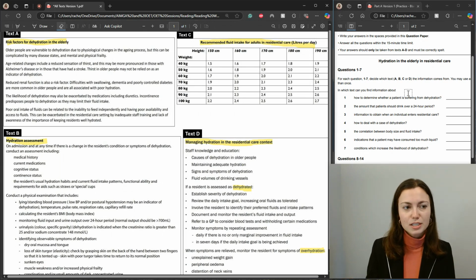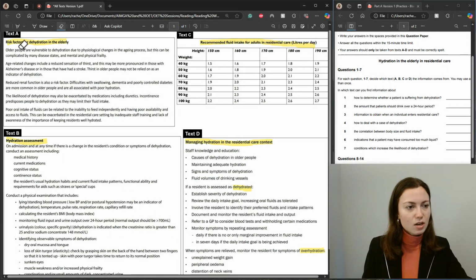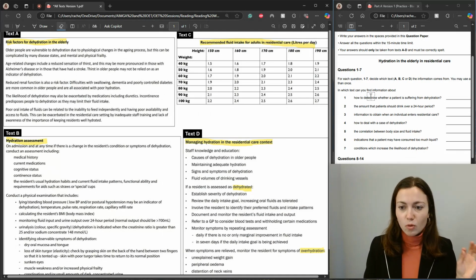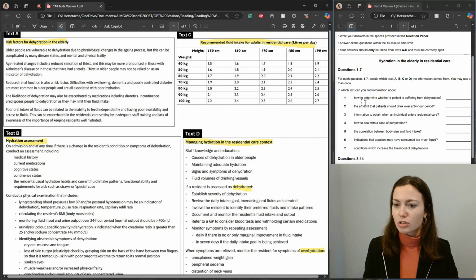Now, a strategy that you do not have time for is to start at text A, read through all of the lines, then go to text B, read through every single line, text C, same, and text D. If you do this for each question, you simply will not have enough time. So what is the alternative? Well, I recommend go to the question itself, and we want to look for some keywords that can be clues as to where to start looking.